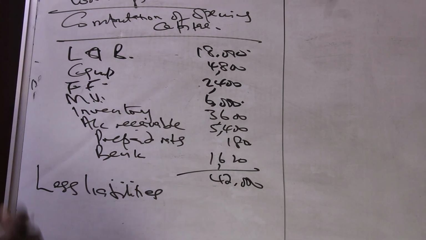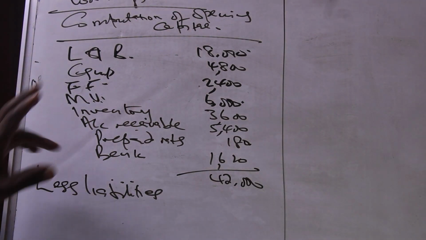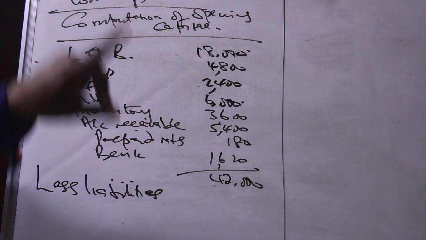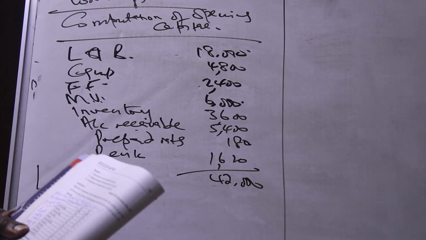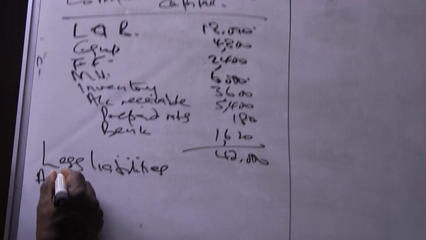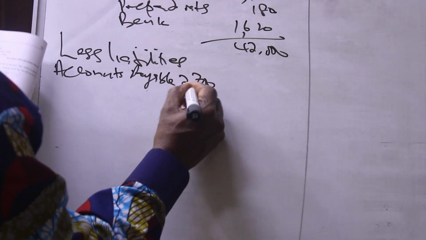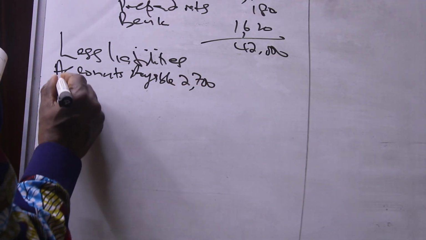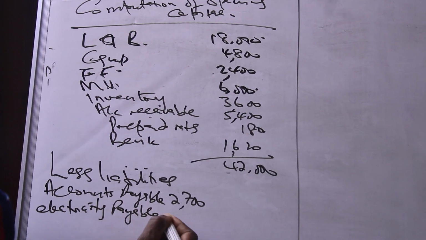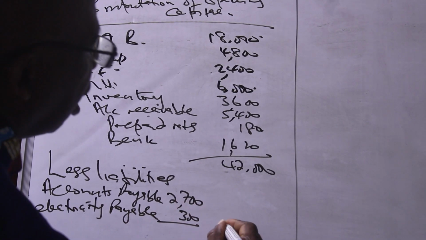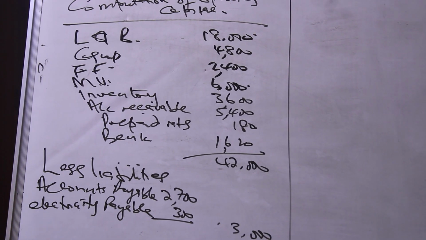Now, you must be very careful to ensure that all the opening assets are captured and all the opening liabilities are captured. I want to repeat, at times the bank balance is hidden in the bank statement. So less liabilities, our accounts payable is 2,700, and our accrued electricity, or electricity payable, is 300, meaning 3,000. So our total liabilities is 3,000.